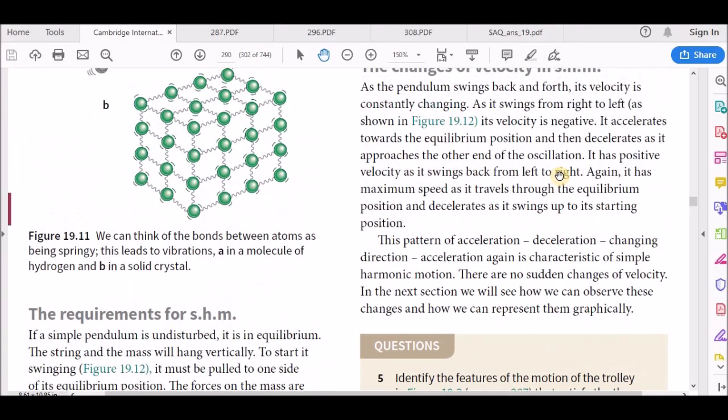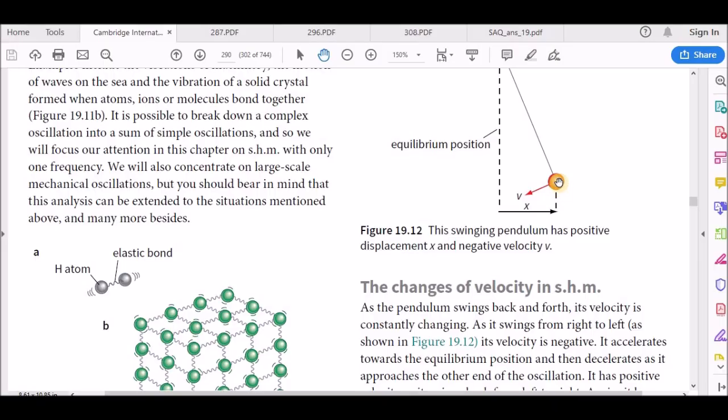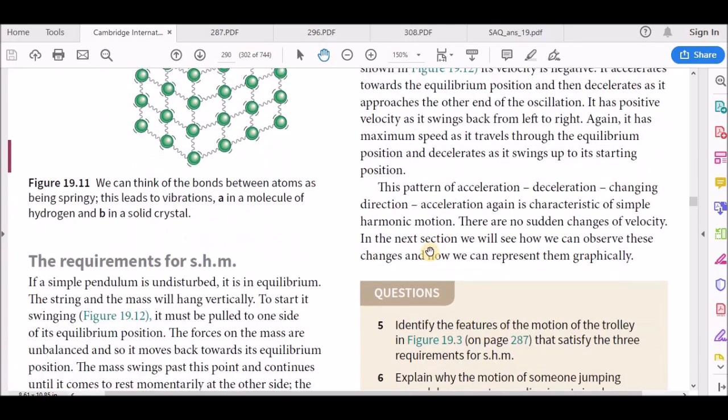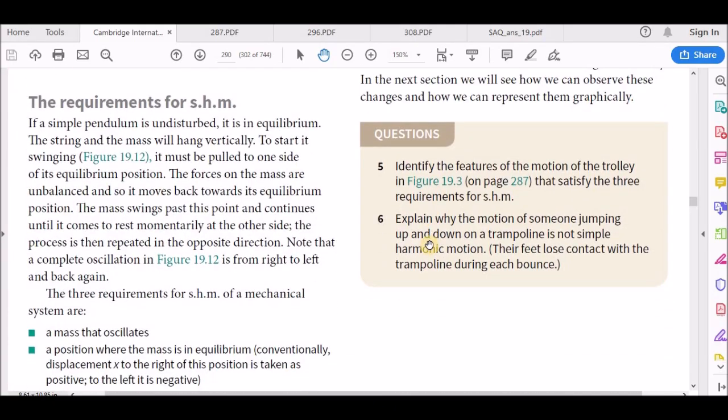Now over here you can see the weight is vertically downwards. The tension is this way. The two forces are not equal. As a result it will accelerate because there is a resultant force. If the forces are balanced, no resultant force, but if the forces are unbalanced, there will be a resultant force.